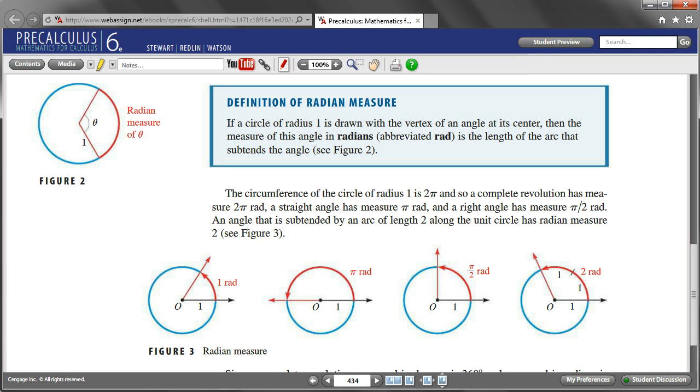And then let's go over to the third picture. This time it's half of pi, and that's 90 degrees. So 180 degrees was pi. 90 degrees must be, well, half of pi. Kind of like that. That's how we measure the radian angle.